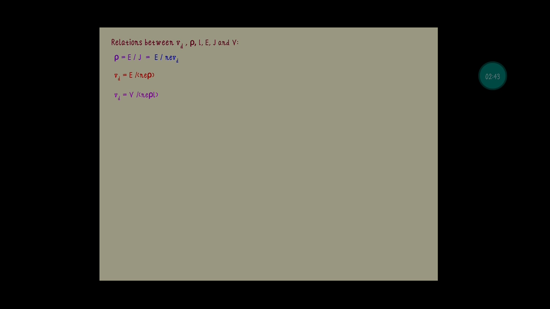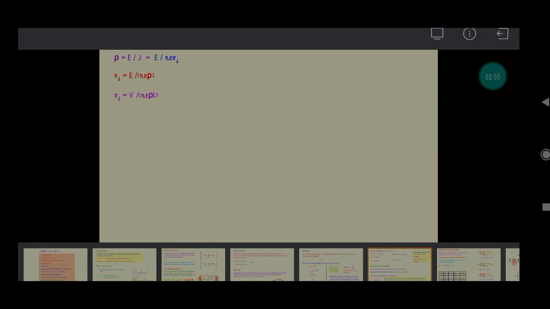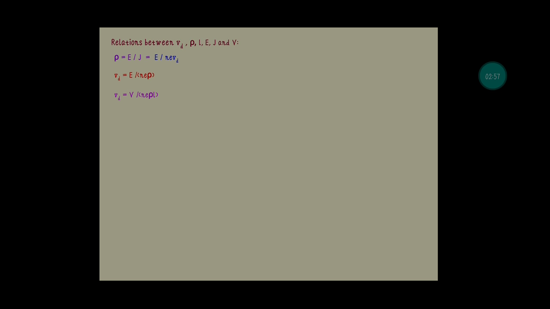Instead of the electric field, I'm going to substitute V by L, because that is how we defined it, right? So now we have the drift velocity in terms of potential, rho, n and e. From this expression, I can tell that the drift velocity vd is directly proportional to the potential, inversely proportional to the length, and inversely proportional to the resistivity of the material as well.